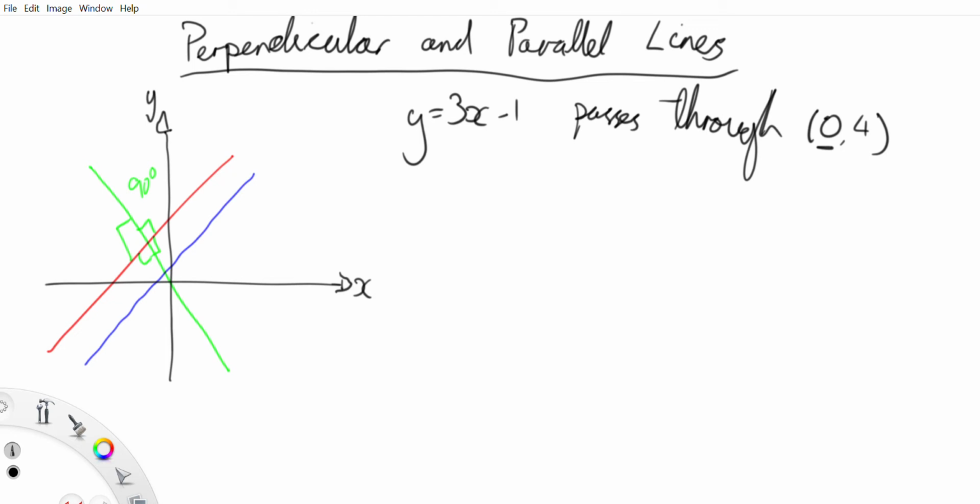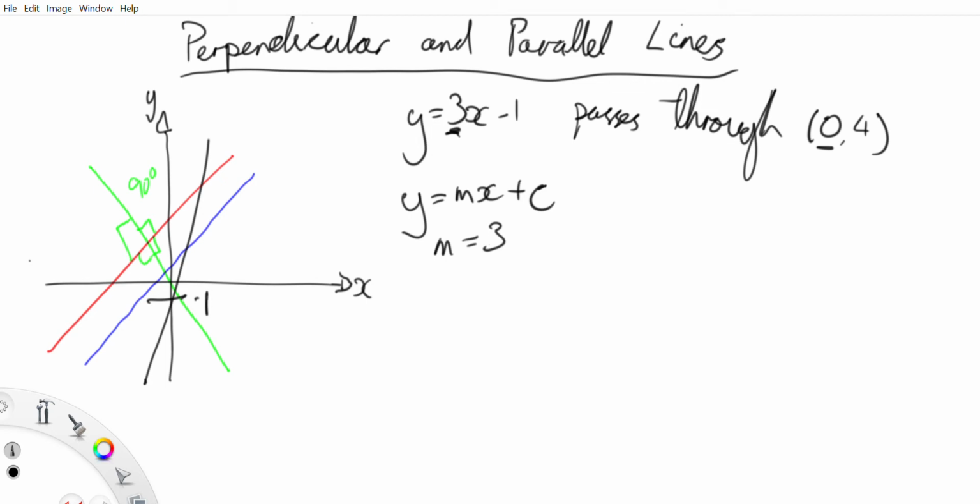Now, we need to do a parallel line that goes next to 3x minus 1. I'll draw what it very well could look like in black. Something like this. That's probably something around about where it goes through -1. Now, what we need to do is go back to our standard form, which is y equals mx plus c. You remember that? Now, if it's parallel, the gradient has to be exactly the same. So m equals 3 because it's parallel.